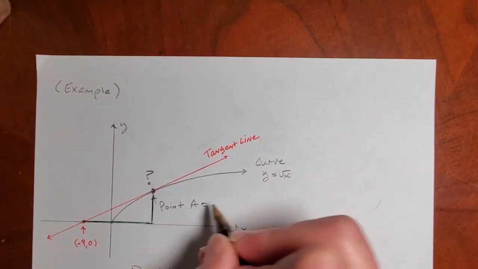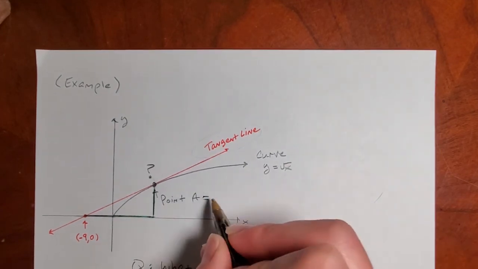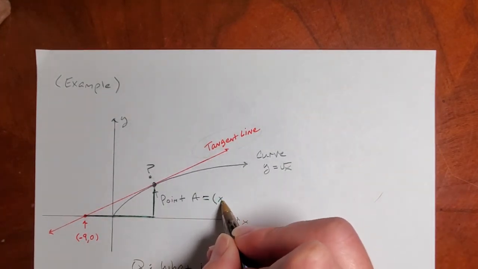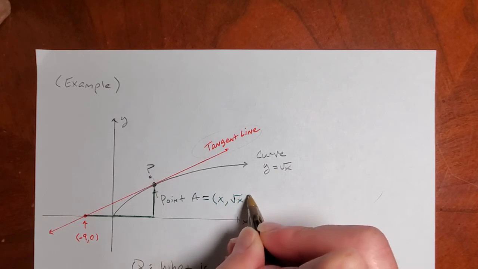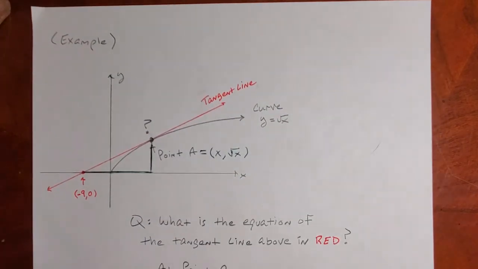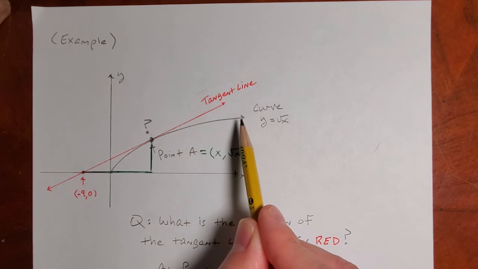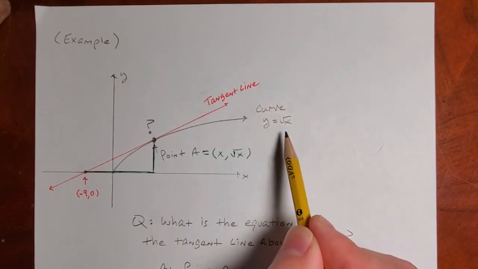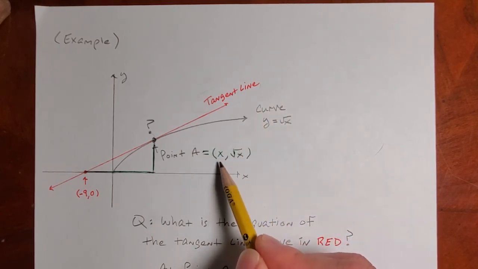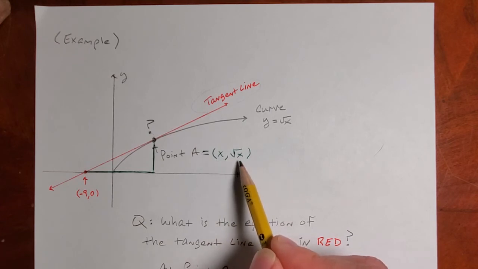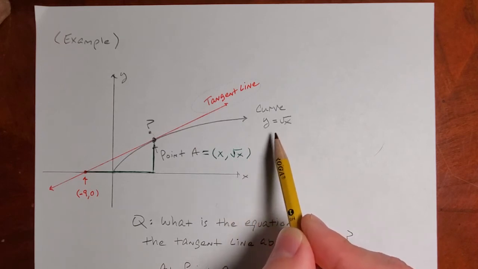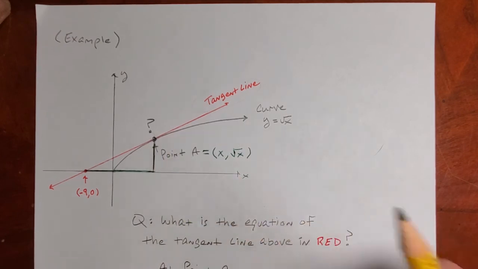Well, we don't exactly know where it is, but doesn't point A take the form of x for the x coordinate, root x for the y coordinate? That's true, isn't it? So why is that true? Well, because it's right there, and it is on this curve, and points on this curve look like this. The x coordinate is whatever the x coordinate happens to be, and the y coordinate is the square root of the x coordinate. All points on that curve are like that, including point A.